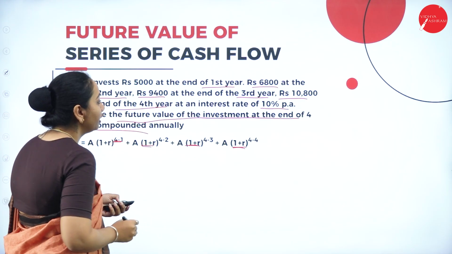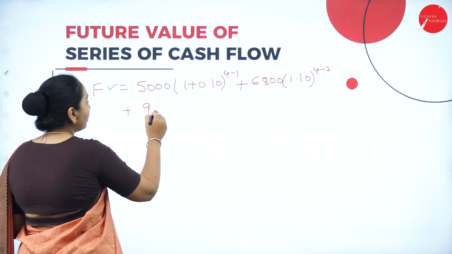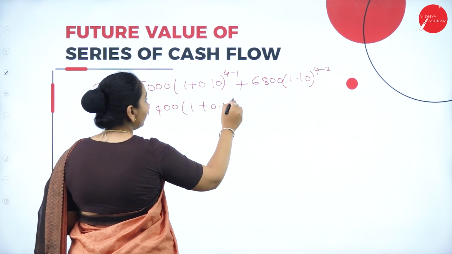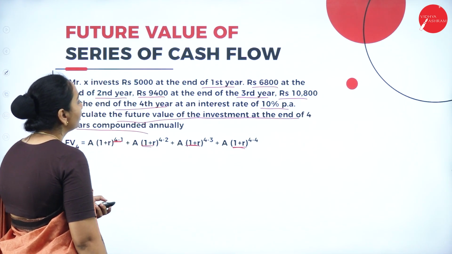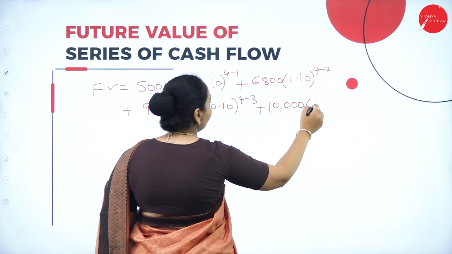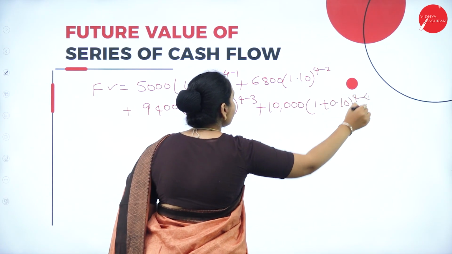Plus for the third year, the person has deposited 9,400. So 9,400 into (1 + 0.10) to the power of 4 minus 3. Plus for the fourth year, the person has deposited 10,000: 10,000 into (1 + 0.10) to the power of 4 minus 4.